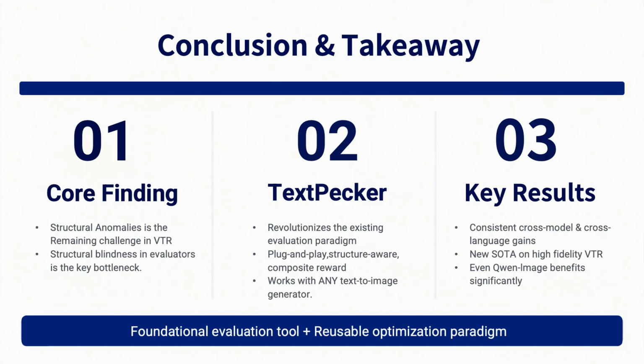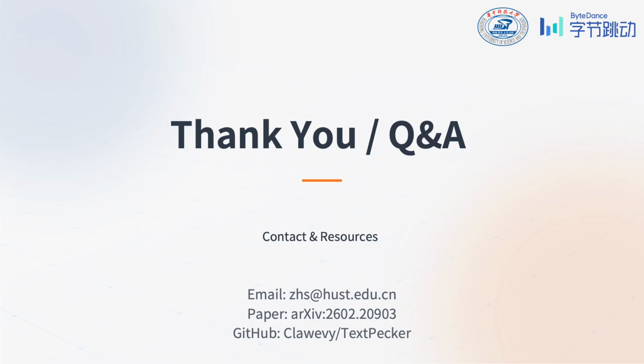To conclude, we leave you with three takeaways. First, our core finding. The true bottleneck in text rendering is the structural blindness of evaluators. Second, the framework. TextPecker revolutionizes this with a plug-and-play, structure-aware reward. And third, the results. It works with any generator, delivering consistent cross-model gains and setting a new SOTA. Our code, models, dataset, and paper are fully open-sourced.